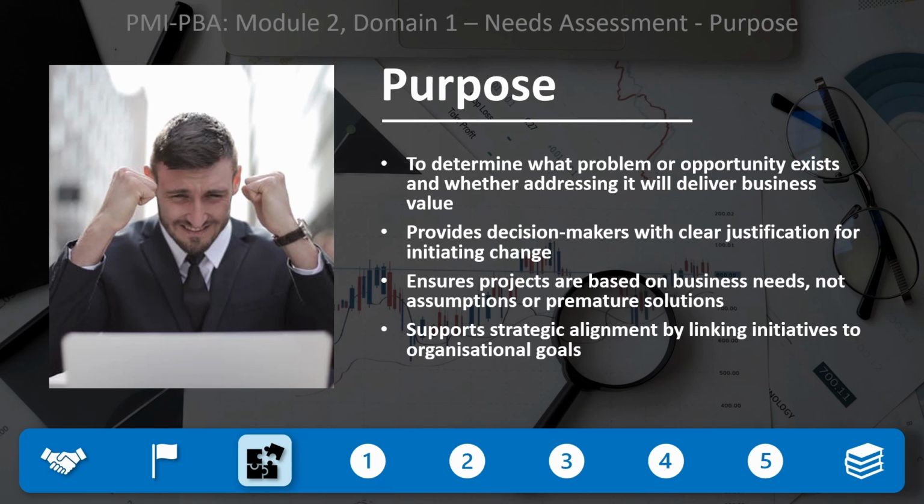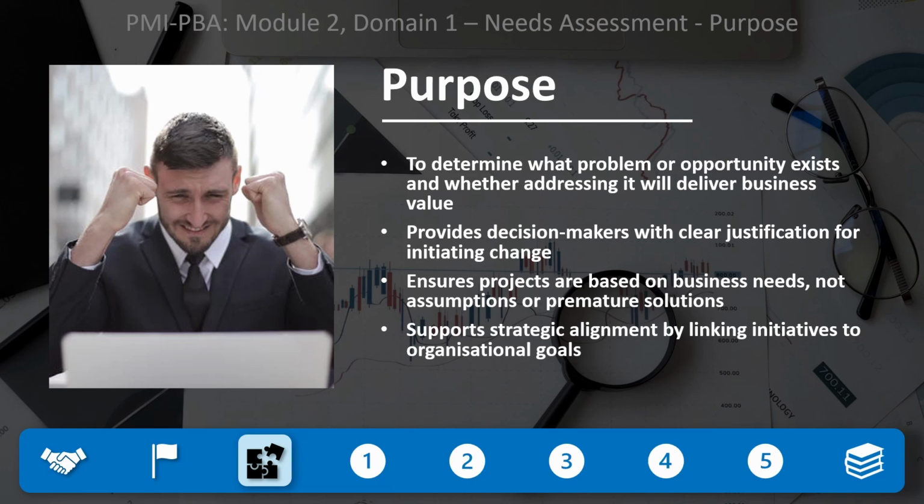Another example comes from the manufacturing sector. A company might see competitors adopting automation and rush into purchasing expensive robotics. A needs assessment could reveal that their real bottleneck lies not in production speed, but in supply chain delays. Addressing logistics first could yield far greater value than investing in automation prematurely.